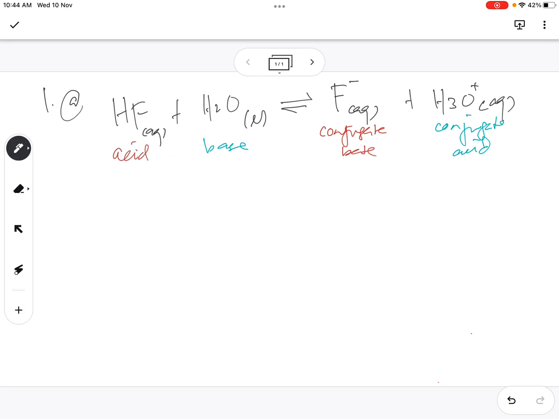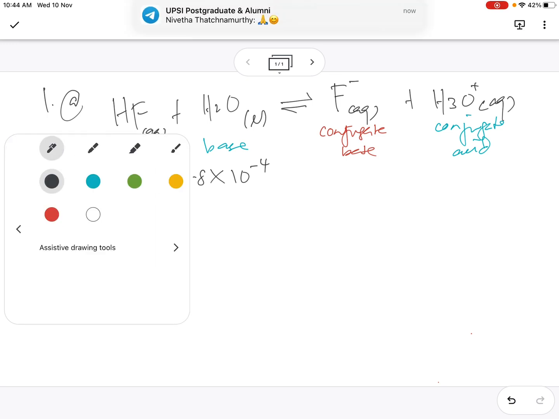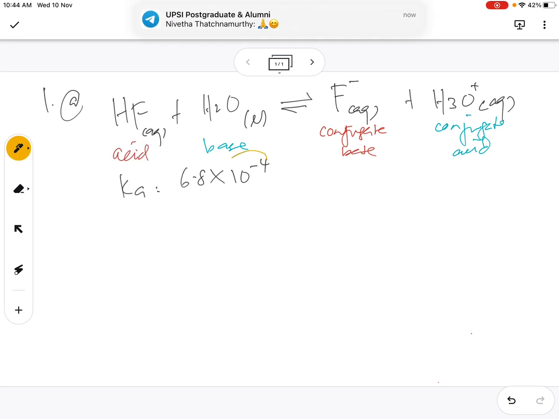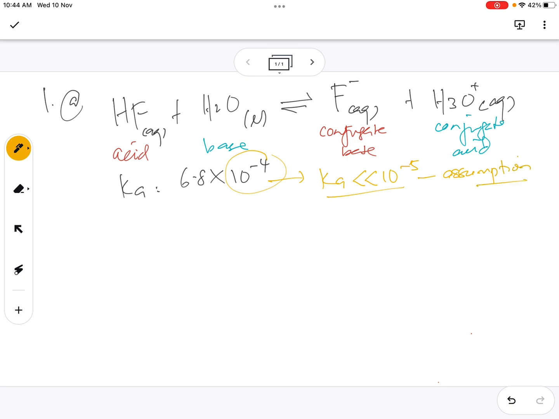Right, now we see the Ka given. Ka is given as 6.8 times 10 to the power negative 4. Since the value given is negative 4, it shows that Ka is less than 10 to the power negative 5. Okay, we can do an assumption. What assumption? We look at the table.